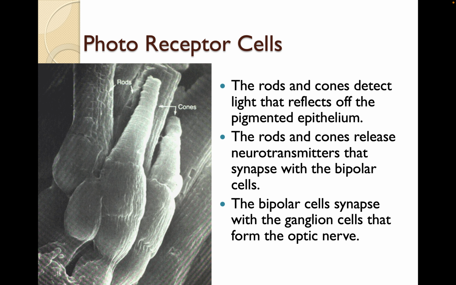The rods and the cones detect light that reflects off the pigmented epithelium. The rods and cones release neurotransmitters that synapse with the bipolar cells. The bipolar cells synapse with the ganglion cells that form the optic nerve.